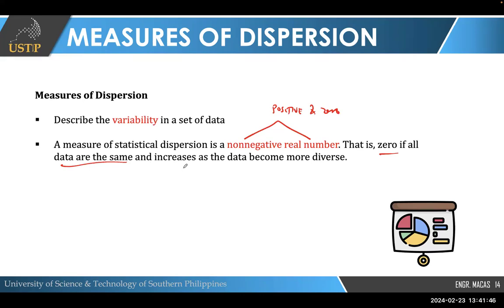And then it will increase as the data become more diverse. If the data are very, very different from each other, very far from each other, then you can say that the variability is high. Okay, so the measure will be a positive number, greater than zero.